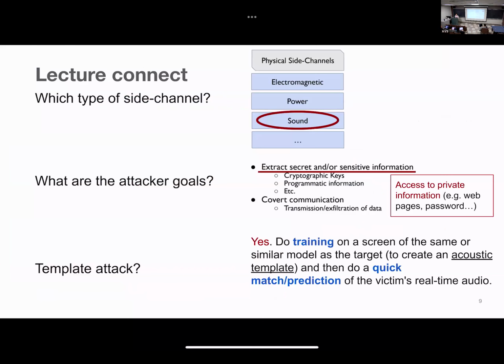And here is the lecture content. What are side channels? Here it is acoustic, or sound, side channels. And what are the attacker's goals? They just want to extract secrets of the victims, like website fingerprinting or passwords. I guess it's a kind of template attack, because they train on a similar model and then match or predict the victim's real-time audio.